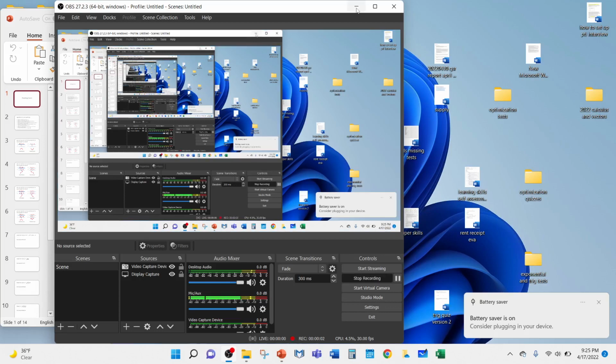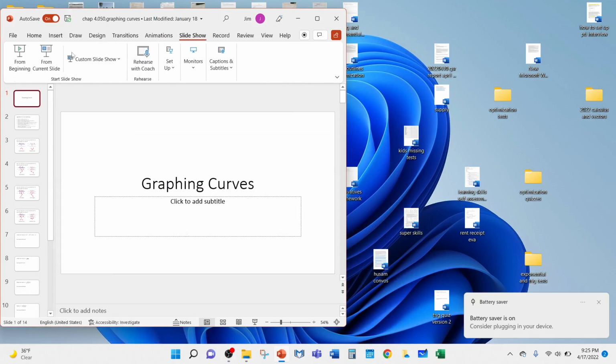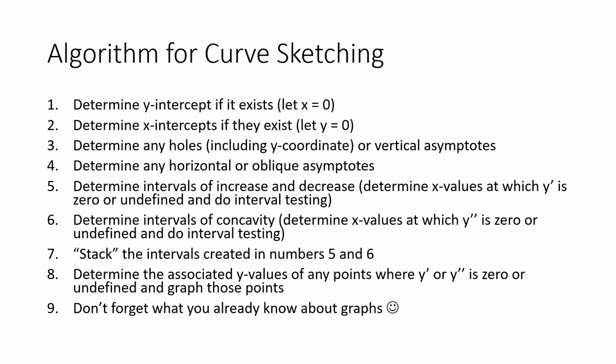In this video, we're going to talk about how you can graph curves using all of the information that we've been able to learn so far. Here's an algorithm for curve sketching. You want to determine the y-intercept if it exists by letting x equal 0, and you want to determine any x-intercepts if they exist by letting y equal 0.